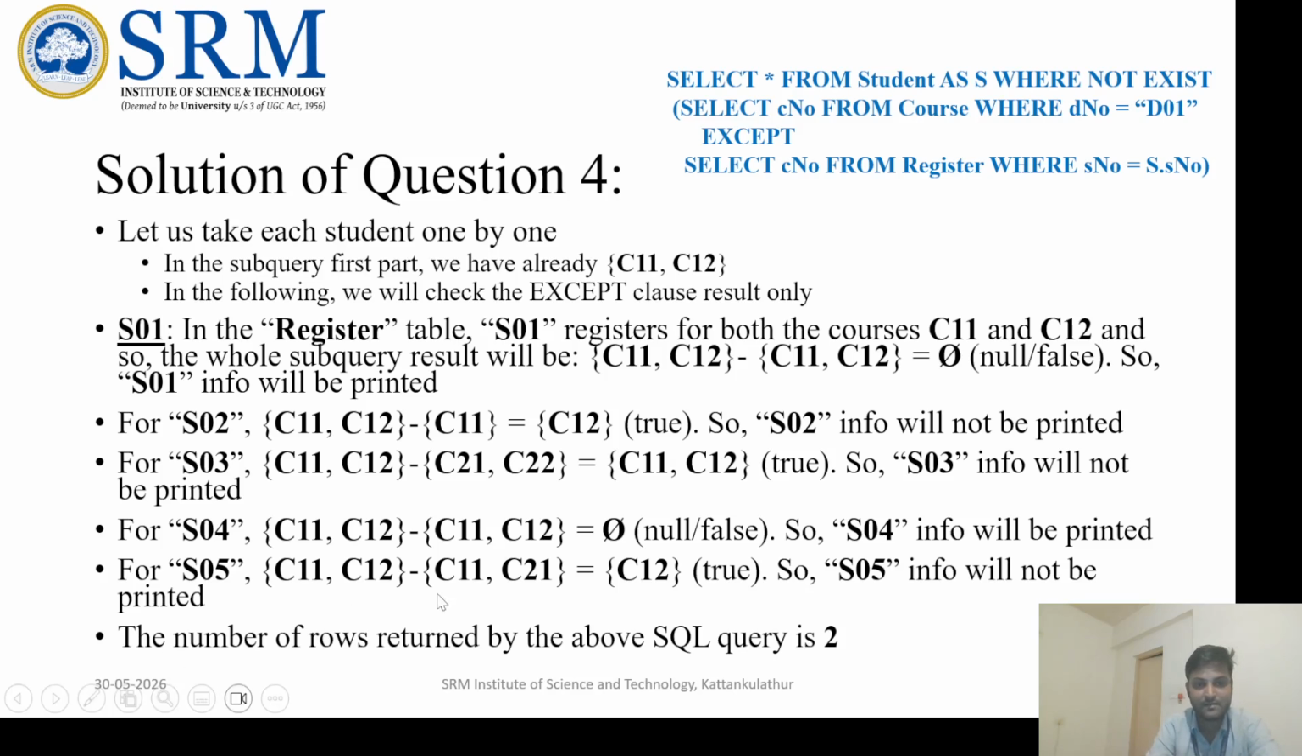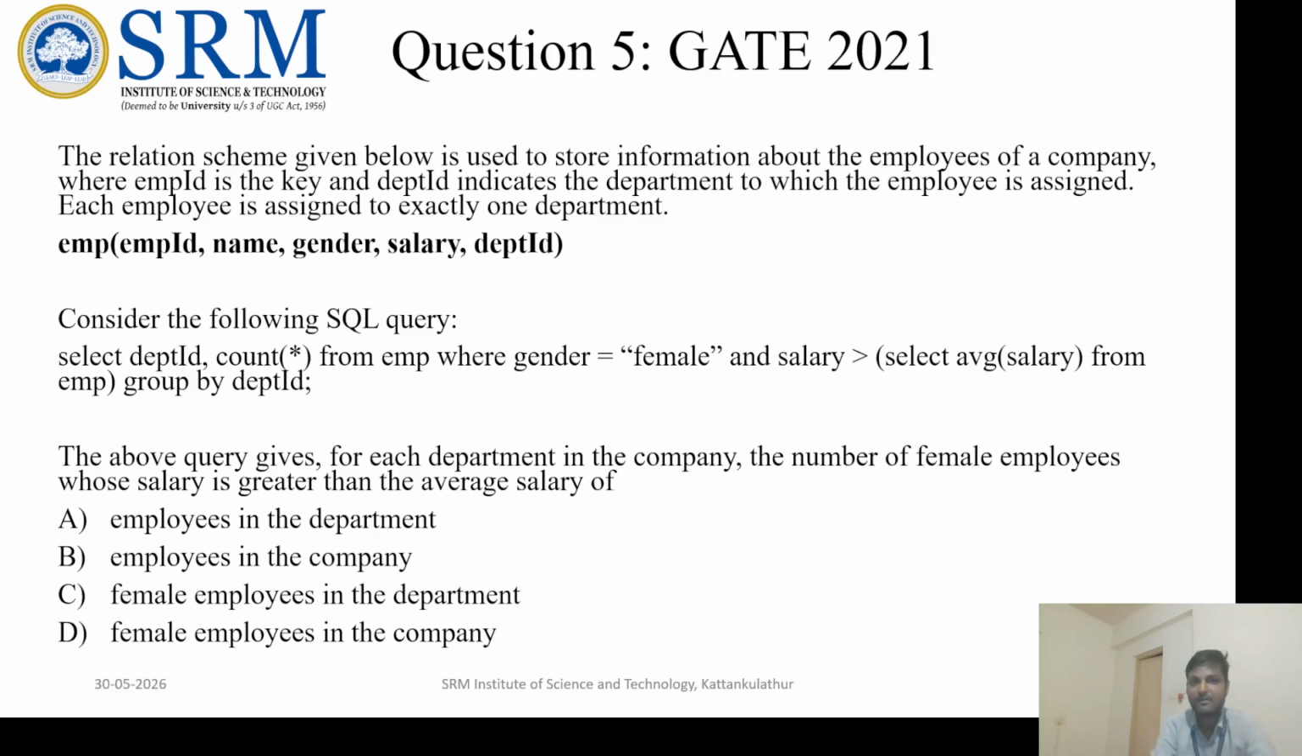S05, something is written, so obviously it is a true value and NOT EXISTS will be applied, so false, and S05 info will not be printed. So ultimately 2 will be the answer, 2 for S01 and S04 will be printed, and the query will return only those 2 rows.